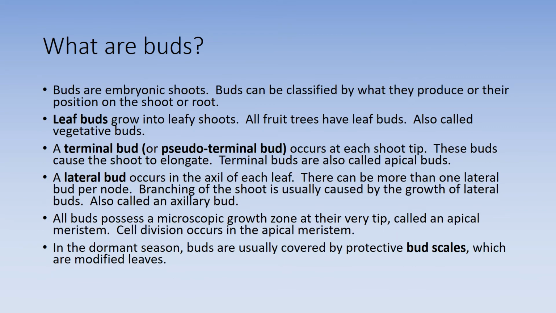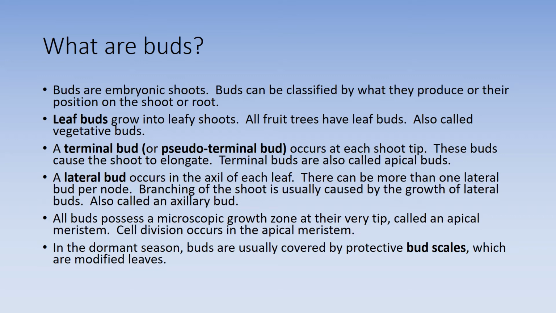What are buds? Buds are embryonic shoots. Buds can be classified by what they produce or their position on the shoot or root. Leaf buds grow into leafy shoots. All fruit trees have leaf buds, also called vegetative buds. A terminal bud, or pseudo-terminal bud, occurs at each shoot tip. These buds cause the shoot to elongate. Terminal buds are also called apical buds.